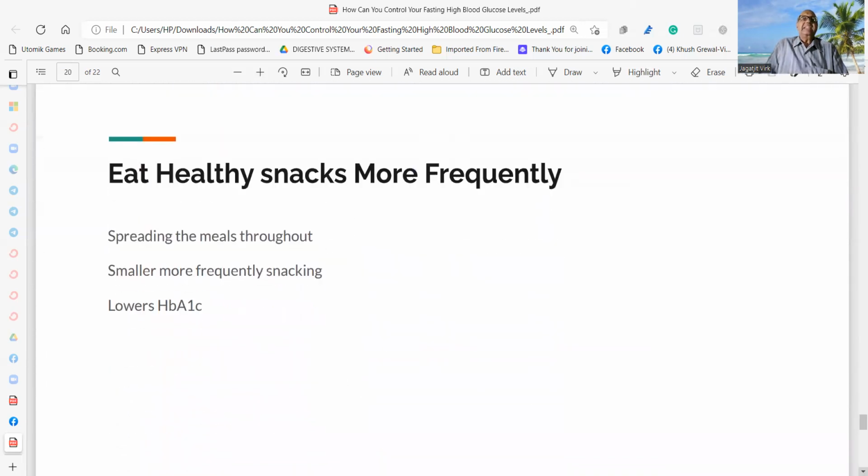Eat healthy snacks more frequently. Spreading the meals throughout the day is very, very essential. And smaller, more frequent snacking is important. It lowers HbA1c.